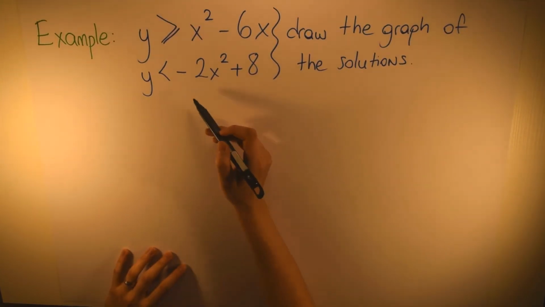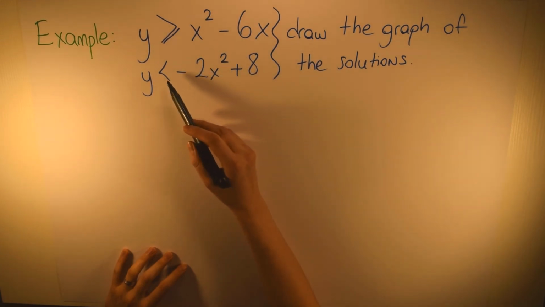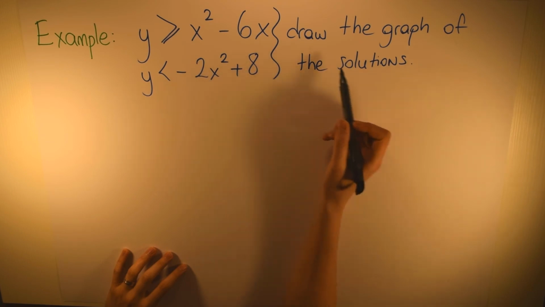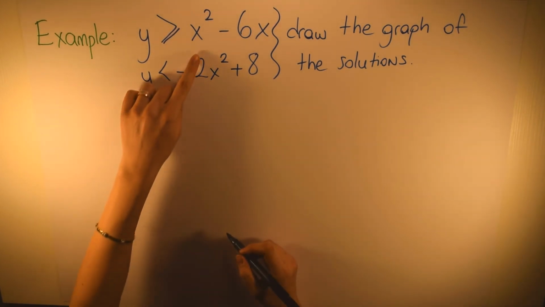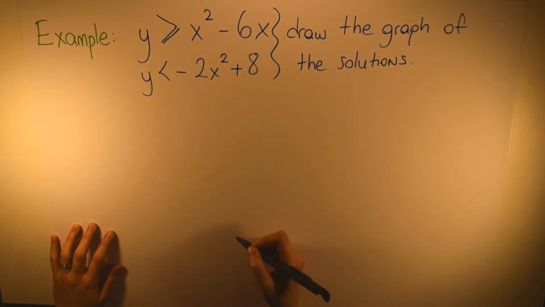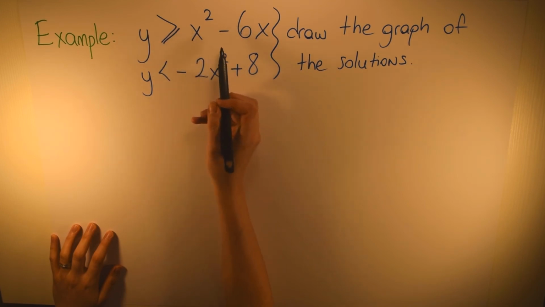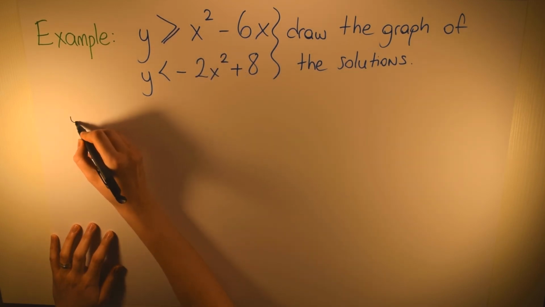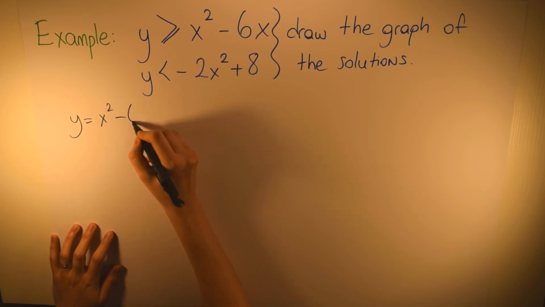Here we have y is greater than or equal to x squared minus 6x, and y is less than minus 2x squared plus 8. Draw the graph of the solutions. So let's start with the first one. It's y is greater than or equal to x squared minus 6x. So we will think of this as a normal quadratic equation. When we think of it like that, y is equal to x squared minus 6x.